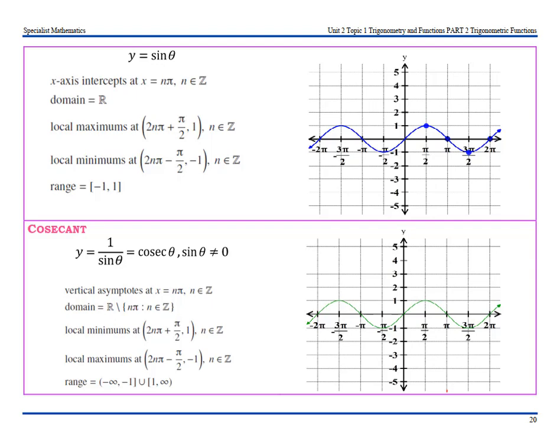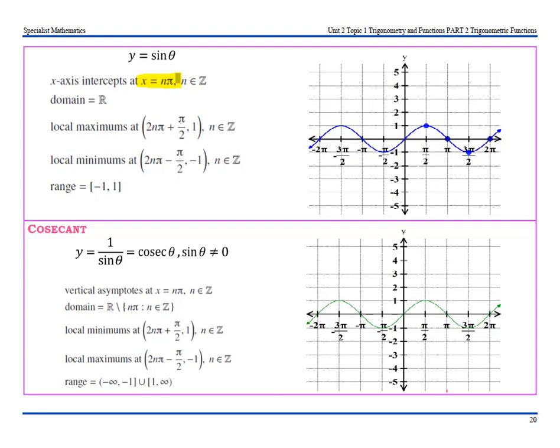You can see that my x-intercepts are at pi, 2 pi, then it'll be 3 pi, 4 pi. So x is n pi, where n's an element of Z. My maximum's at pi on 2, also negative 3 pi on 2. So every pi on 2 as I go around, I'm going to get a maximum. So I add 2n pi to that as a general solution.